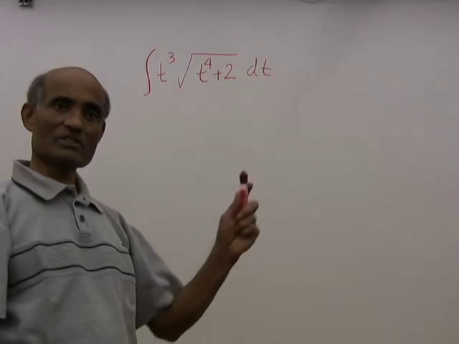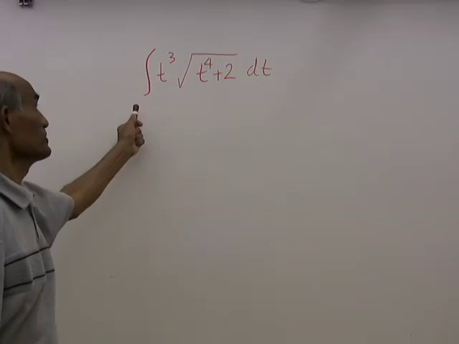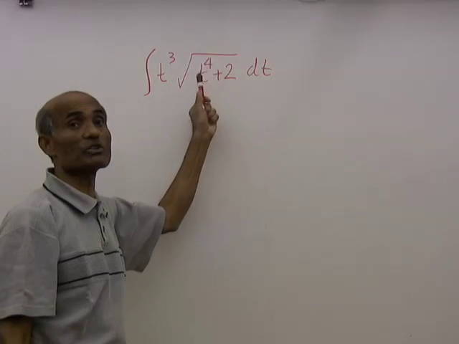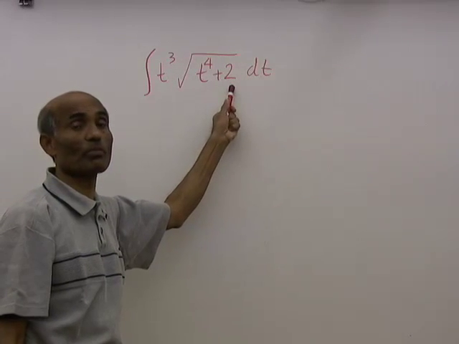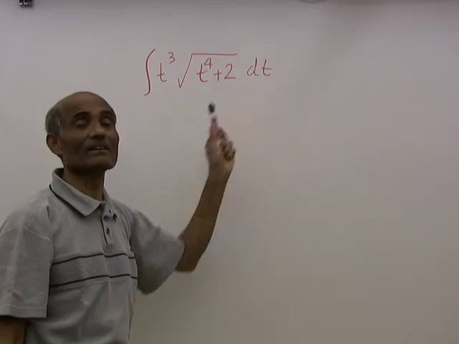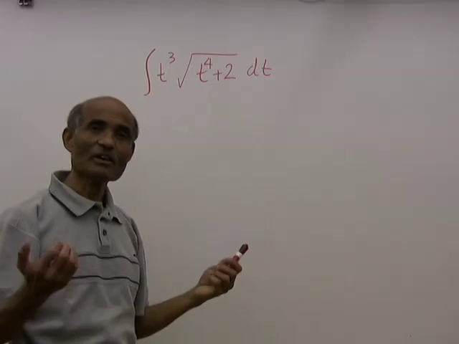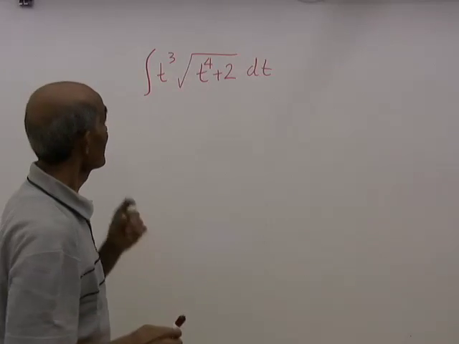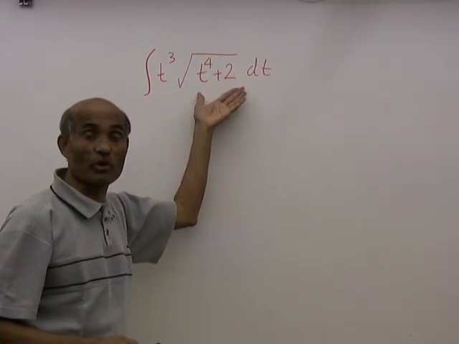Okay, let's look at another one. Integral t cube square root quantity t to the power of 4 plus 2 dt. The variable here is t. We need to integrate with respect to t. Well, this is a complex quantity.